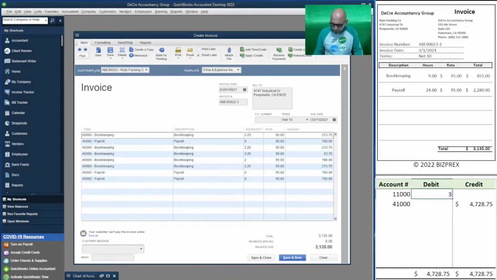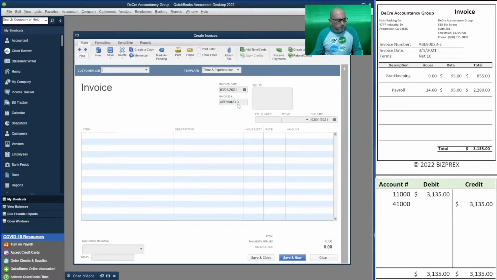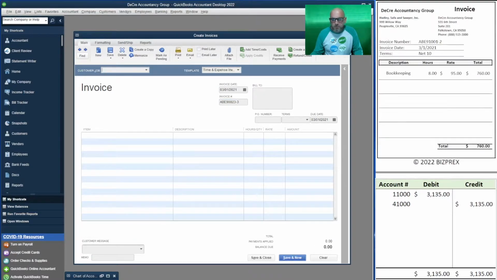Same thing. Debits and credits are in balance, and you know debits and credits behind this one. $23.2. Alright, good to go. Save new. What is this one? Okay.